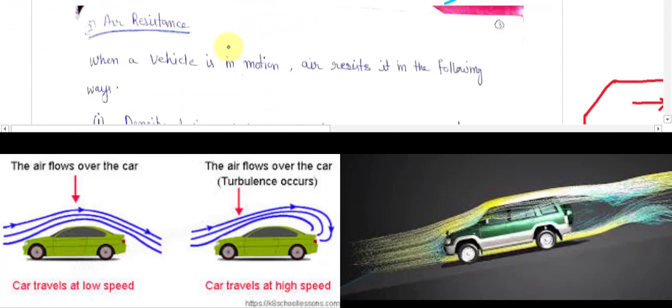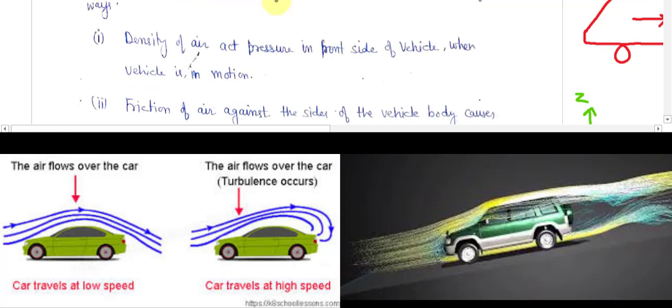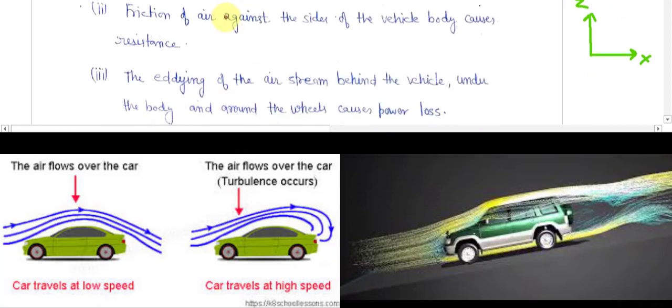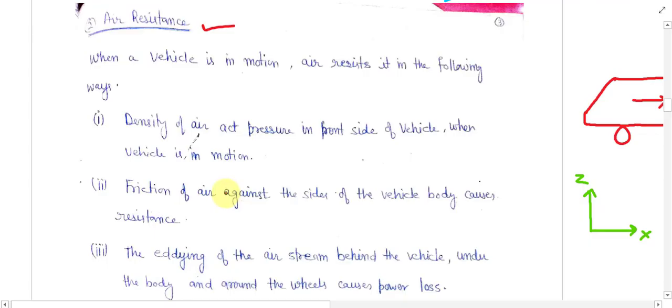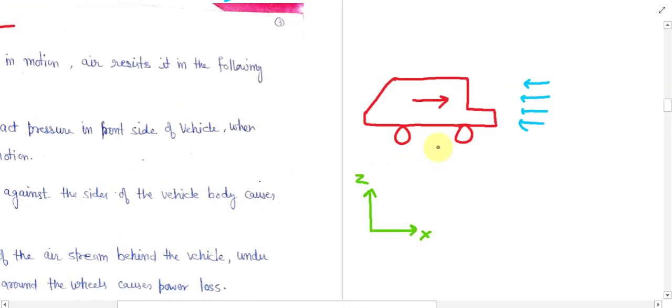Now we are moving to our second point, which is air resistance. When a vehicle is in motion, air resists it in the following ways. There are 4 types by which the air resists your moving vehicles. The first one is density of air. Density of air acts as a pressure on the front side of the vehicle when the vehicle is in motion. As the density of air is higher, the pressure will be higher.